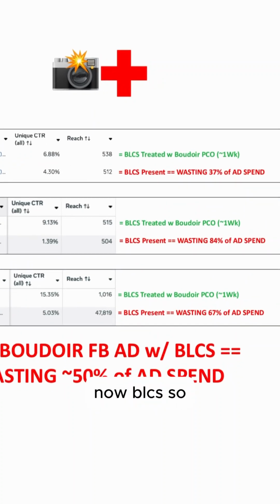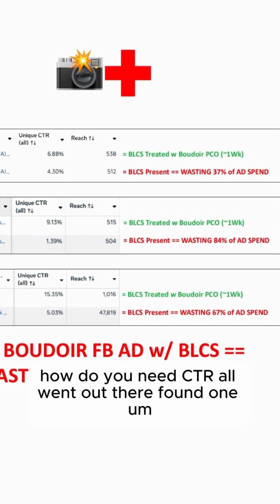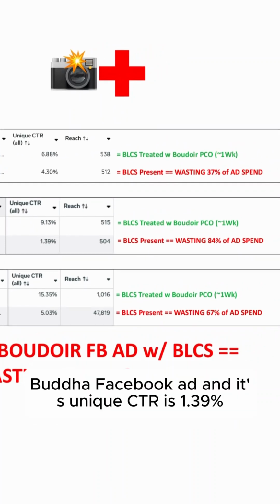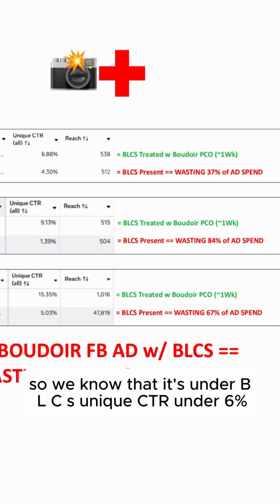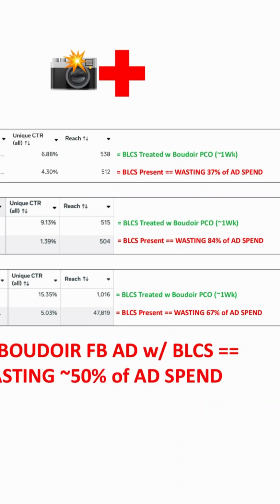BLCS, so next part, residency part 2. Had a unique CTR, went out there, found one with a Facebook ad, and its unique CTR is 1.39%.